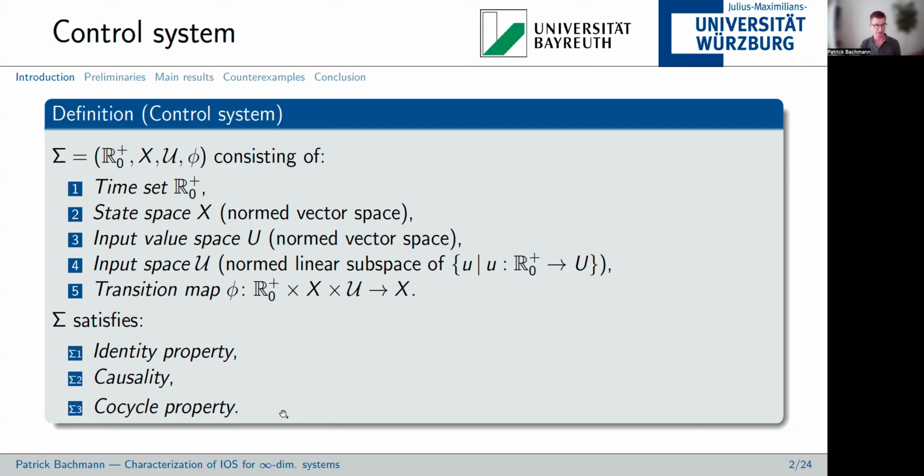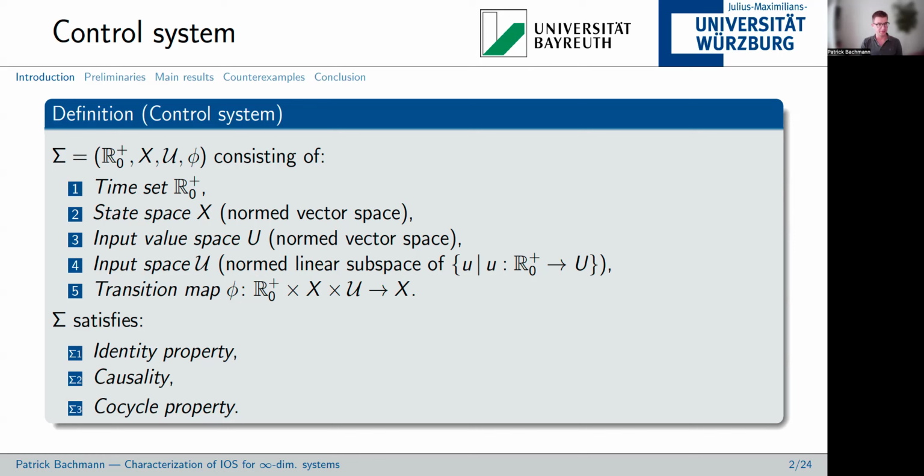We want these control systems to satisfy the following conditions, namely the identity property, causality, and the cocycle property. These are very standard restrictions which we usually have for many kinds of systems, for example ODE systems, PDE systems, time delay systems, but also discrete maps fulfill these conditions.